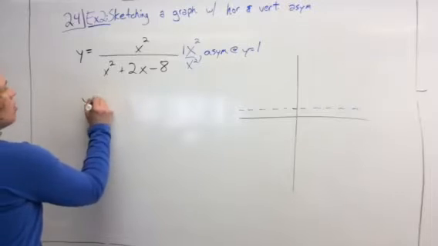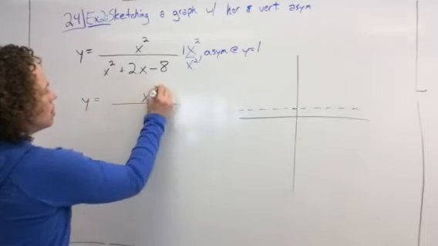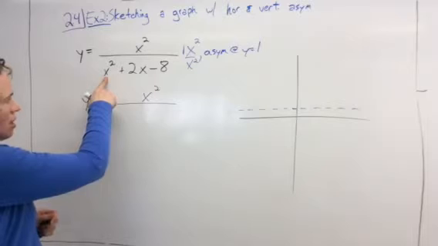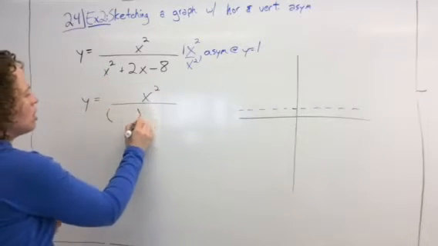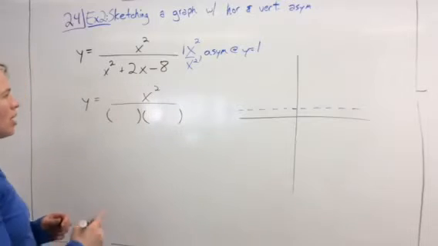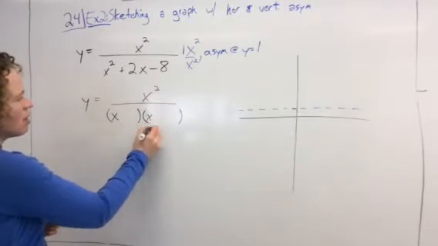So I've got my y equals, and I can just leave the x squared up top there. This is just an x squared. There's no number here, so I don't have to do decomposition or anything fancy. I just put my brackets in. X squared is x times x.